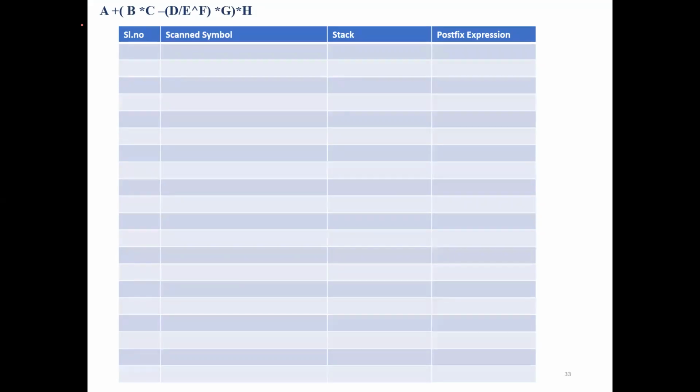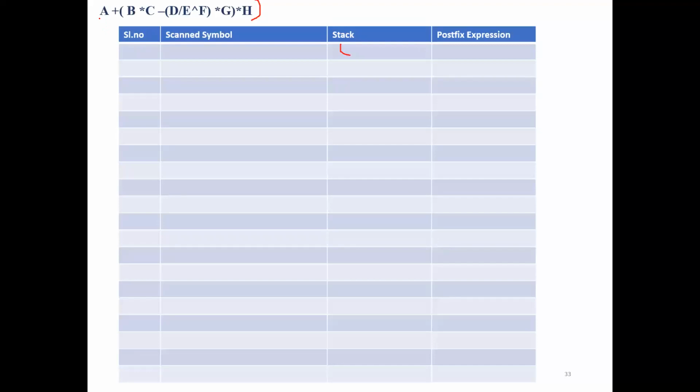So now we will start this conversion. Here you have the table with the columns serial number, scanned symbol, stack and the postfix expression. The first step is inserting a left parenthesis onto the stack, and putting a right parenthesis at the end of the infix expression. This is our first step. Okay. Now what is the next step?